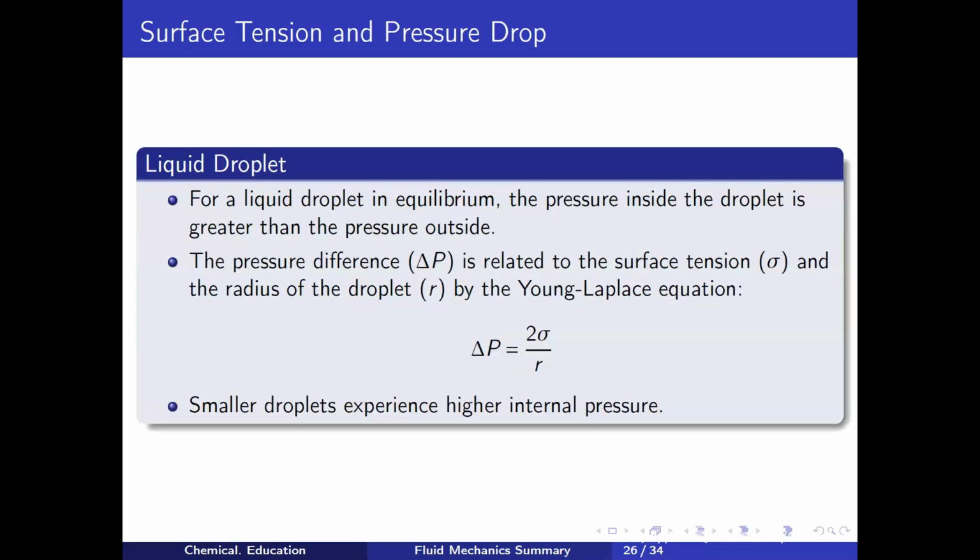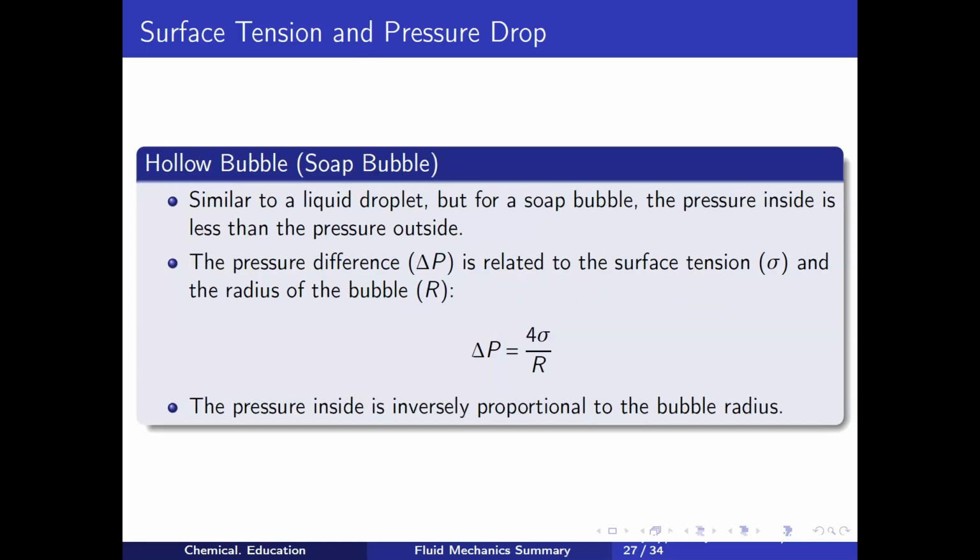Now, the application of surface tension and pressure drop. If you consider a liquid droplet in equilibrium, the pressure inside the droplet is greater than the pressure outside. The pressure difference ΔP is related to the surface tension σ and the radius of the droplet r by the Young-Laplace equation. ΔP is nothing but 2σ/r. So smaller droplets experience higher internal pressure.